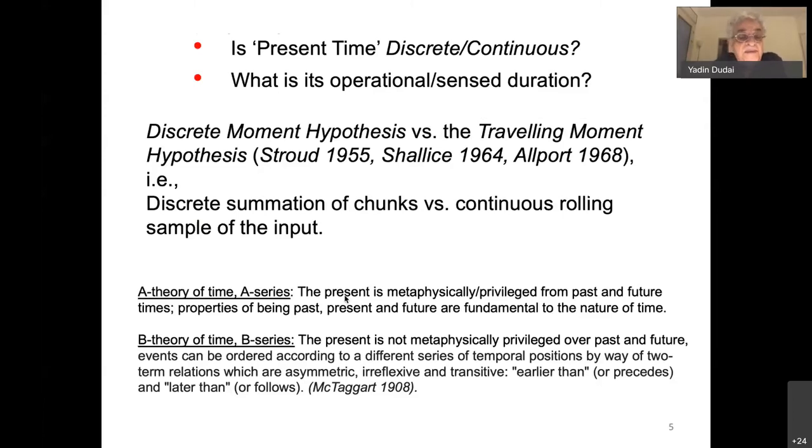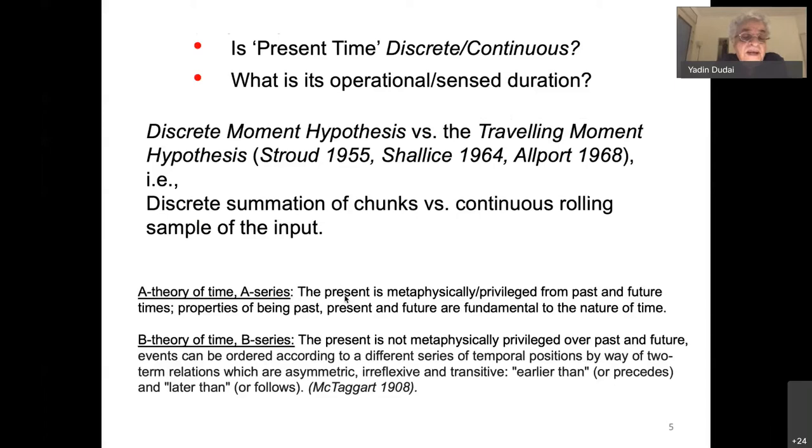And the B theory of time, which in modern, quote-unquote, thought stems from the early 20th century, says that the present is not metaphysically privileged over past and future, and events can be ordered according to the different series of temporal positions by way of two-term relations. There is earlier than, later than, and in the middle, the present.